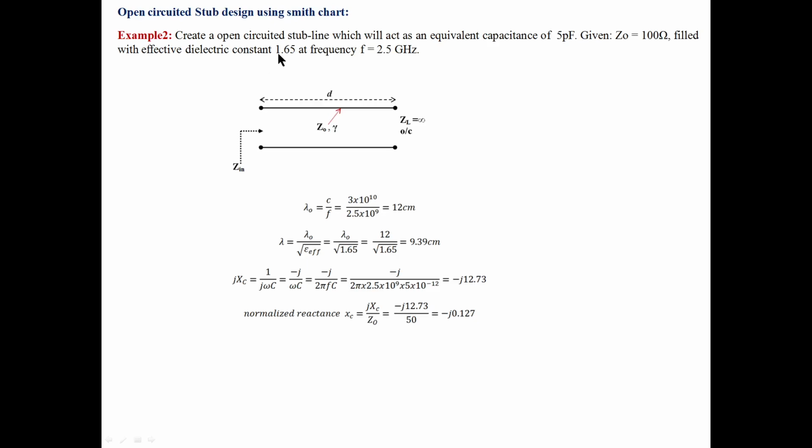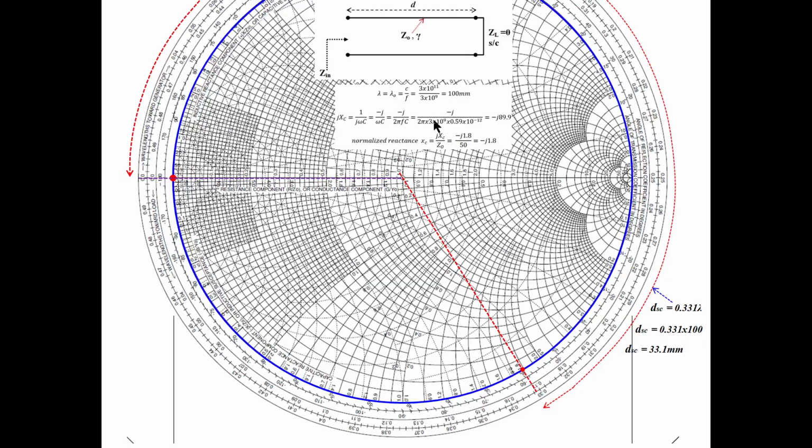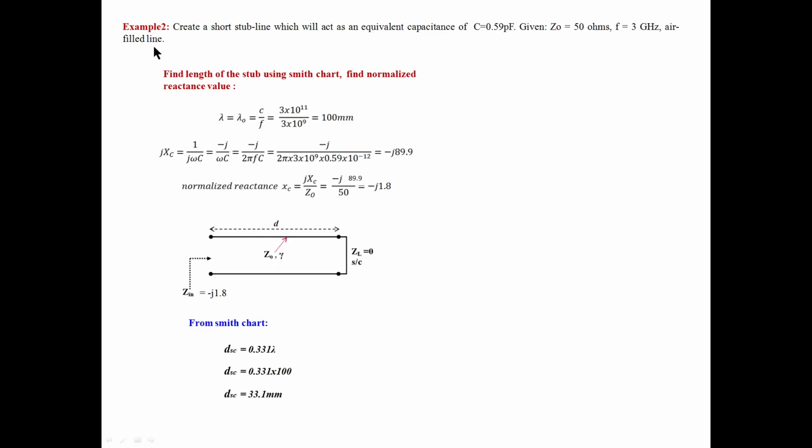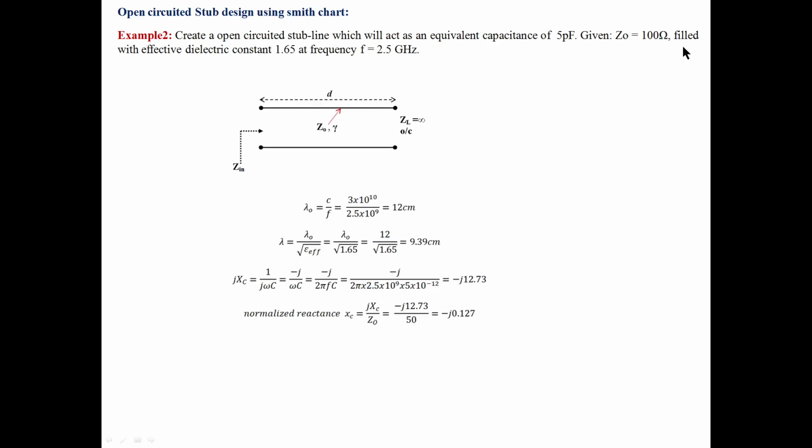Its effective permittivity is 1.65. They are given 1.65 effective permittivity. Okay, not air filled. In the previous problems it was air filled, but here it is filled with a dielectric material, dielectric constant 1.65. That means the effective permittivity is 1.65 at a frequency of 2.5 gigahertz.